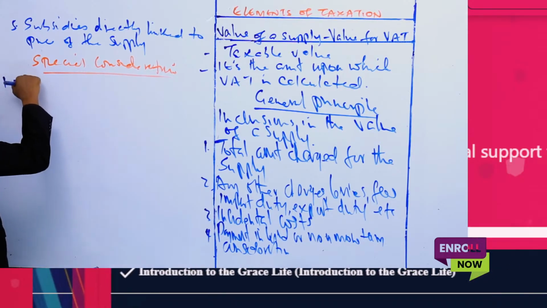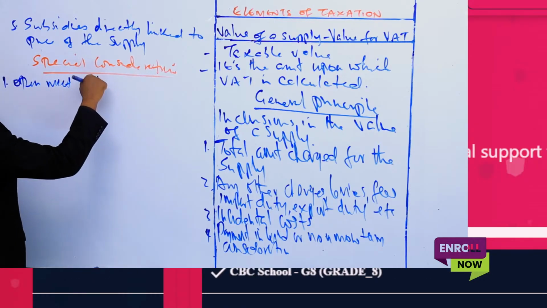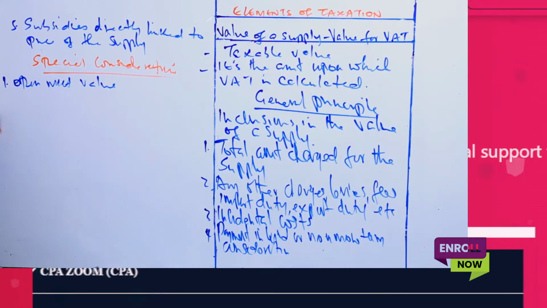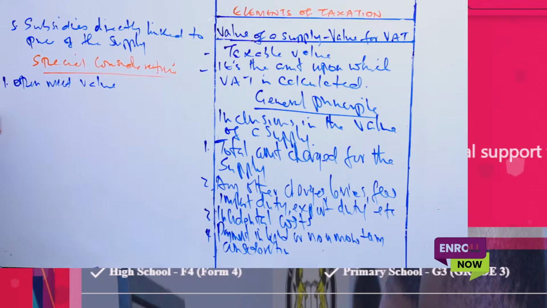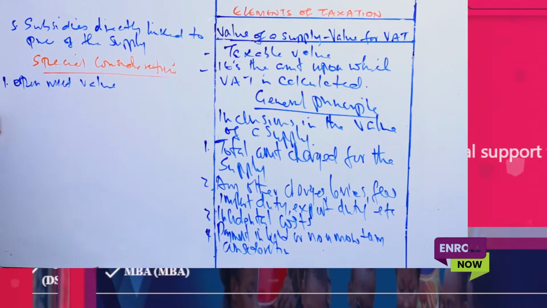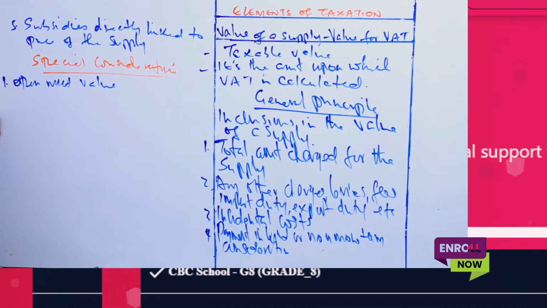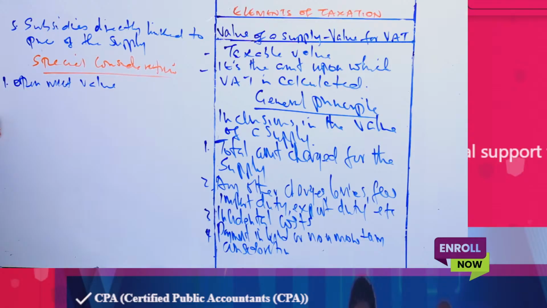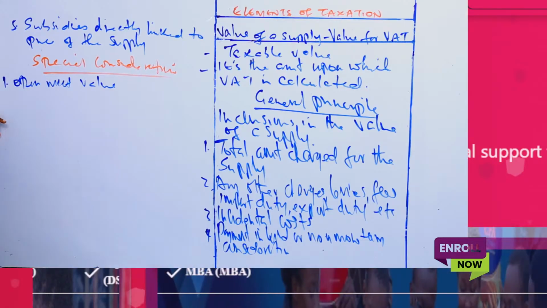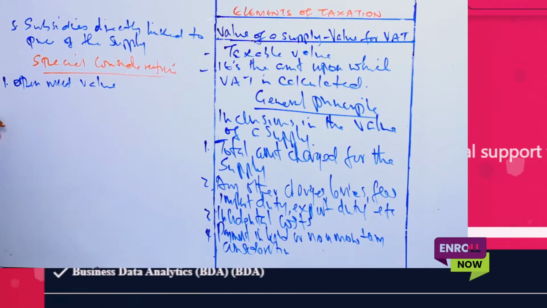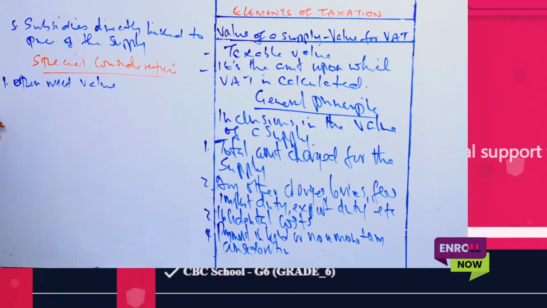Open market value. Here we are talking about where the supplier and the recipient of the supply are related parties, for example, companies within the same group or individuals with close family ties. The commissioner may determine the value of the supply to be its open market value. The open market value is defined as the consideration that a supplier would reasonably be expected to fetch in an arm's length transaction. That is to mean a transaction between independent parties made at the time of the supply. And this is to prevent artificial manipulation of prices to reduce VAT liability.